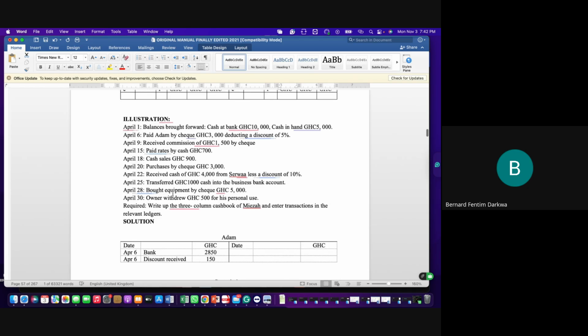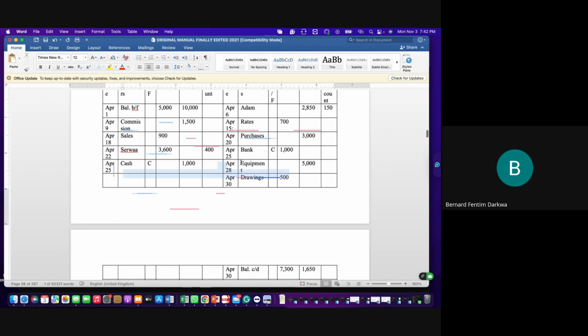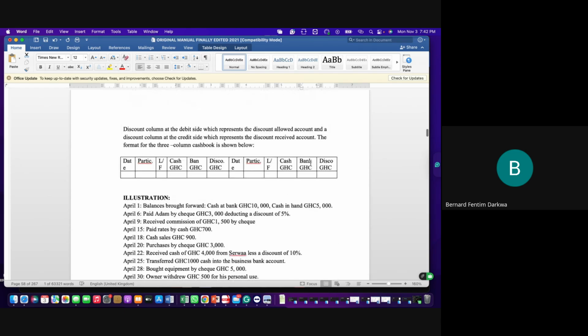Then bought equipment by check 5,000. So you go to credit side, equipment. Equipment is here, 5,000. But you just do that one. Then there's something here.